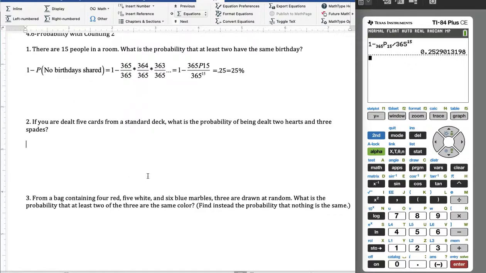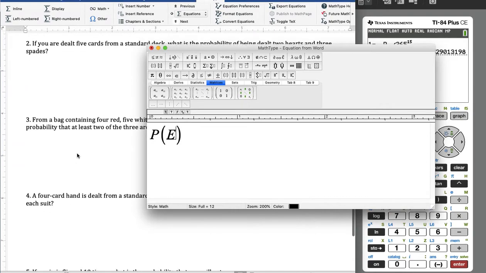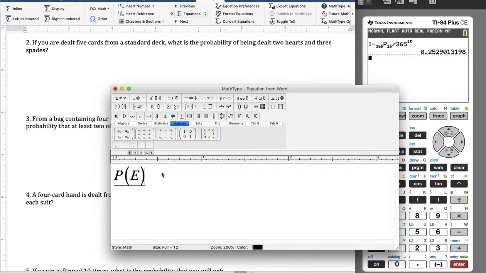Second one, you're dealt 5 cards from a standard deck, probability of being dealt 2 hearts and 3 spades. All right, so 2 hearts, 3 spades, there's this connector word here, and. So probability, I'm just going to use E for now, you know what it says, 2 hearts and 3 spades. We've got a probability. I'm going to look at the bottom, our denominator first. In total, we have a standard deck of cards. We are being dealt 5 cards.